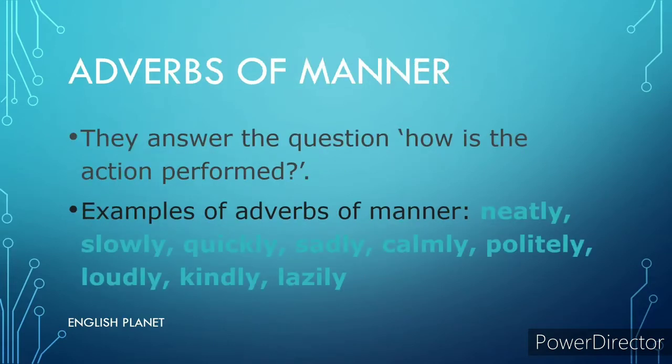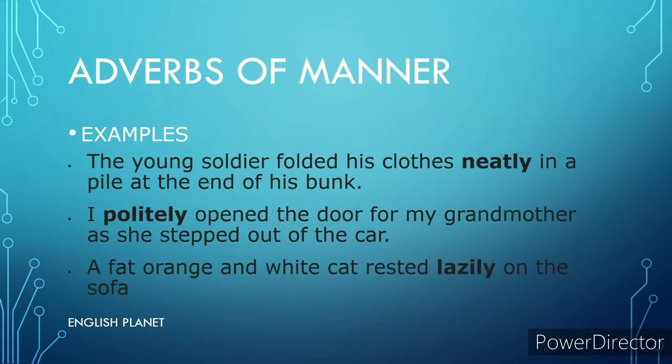Now the adverbs of manner. In order to identify the adverbs of manner in a given sentence, you have to ask the question how is the action performed? How is the question that you have to ask. Some examples of adverbs of manner are neatly, slowly, quickly, and so on. Let's have a look at the examples.